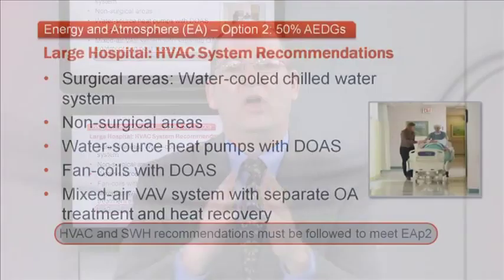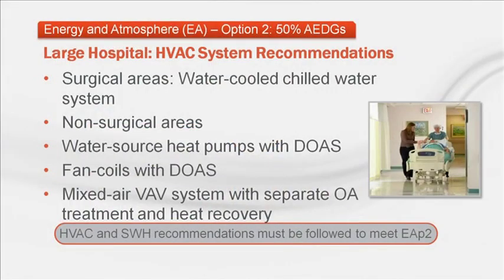As an example, let's delve into the 50% large hospital AEDG. In it, three system types are recommended for non-surgical spaces: water source heat pumps with dedicated outdoor air, chilled water fan coil systems with dedicated outdoor air, and mixed air VAV systems with separate treatment of outdoor air. Let's take a look at a few of the mixed air VAV system recommendations.